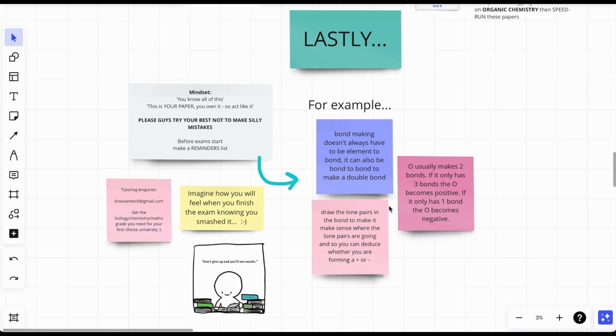And if you are doubting yourself, think about it objectively, okay? Don't get so into your head. I know it's very hard, but just take a step back and don't even care about your feelings at this point. Just do the work, objectively speaking, and then everything else should follow through. And just imagine, when you finish the exam and you smashed it, that feeling of immense happiness you're going to get. Don't give up until you see the results, guys.